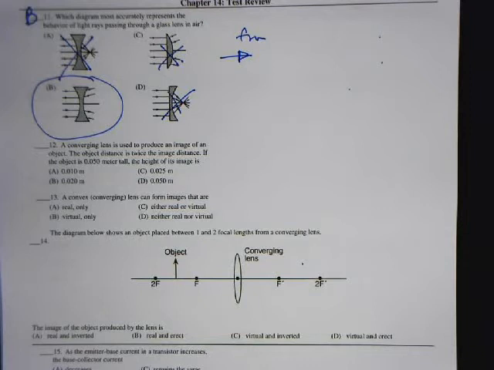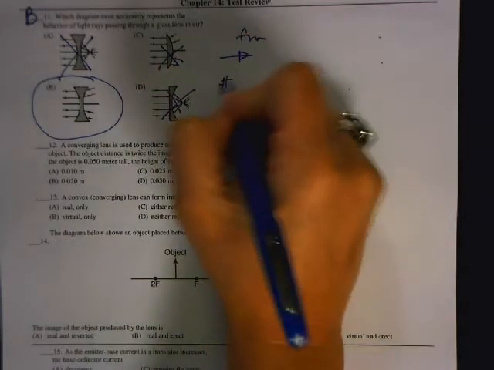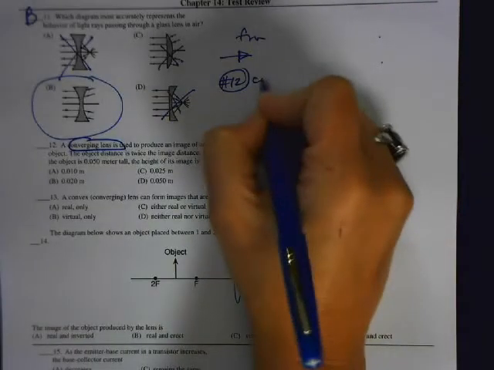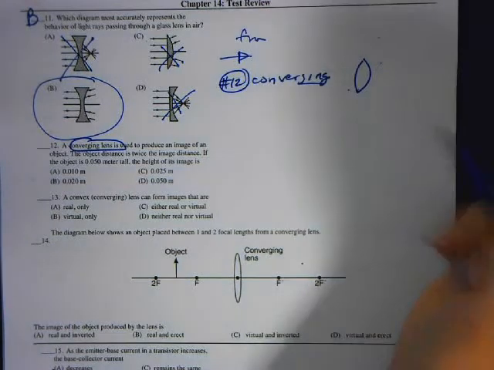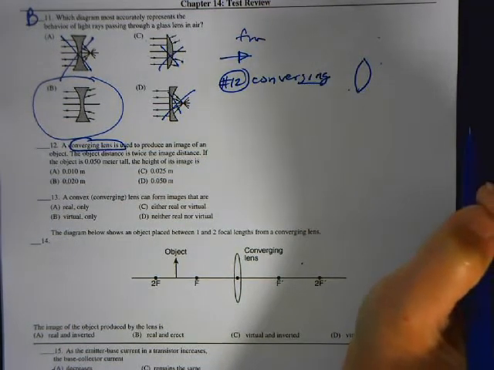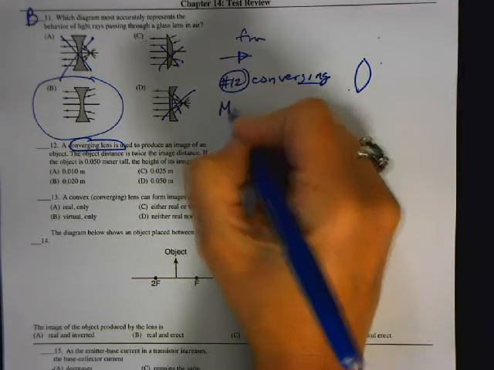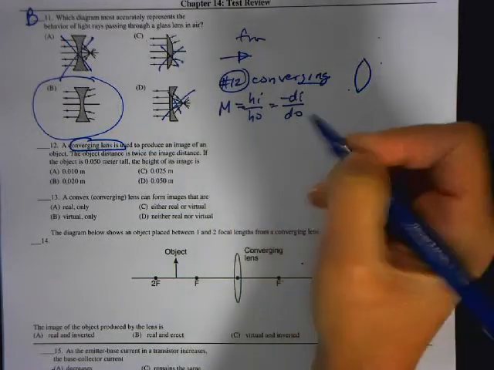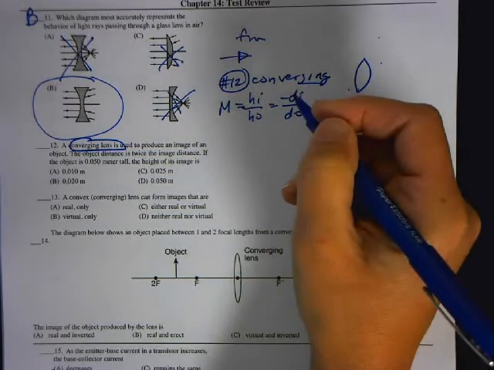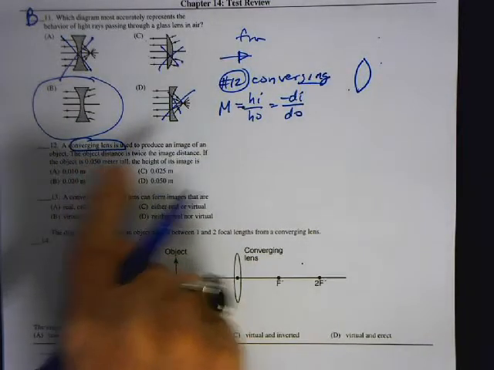Number 12. A converging lens is used to produce an image of an object. The object distance is twice the image distance. If the object is 0.5 meters tall, the height of the image is. So first of all, this is a converging lens. We know that in a converging lens that looks like this, the rays of light have to come together. All right. Now my equation for magnification is HI over HO is negative DI over DO. Okay?